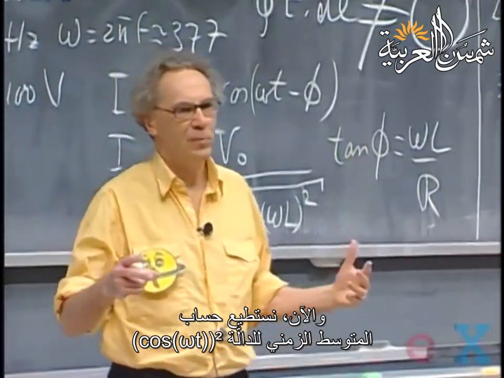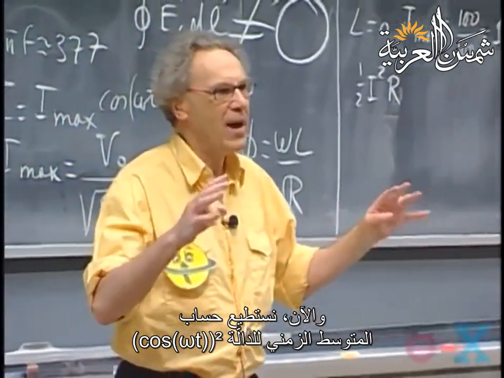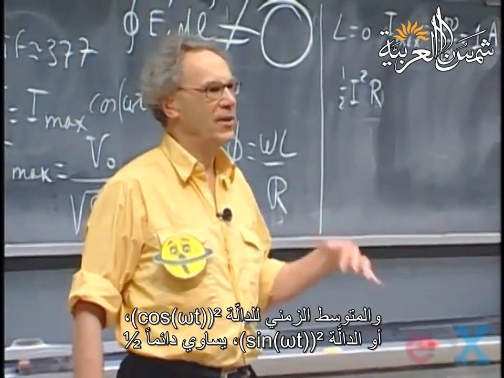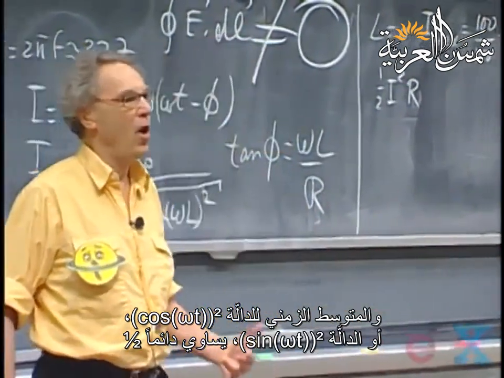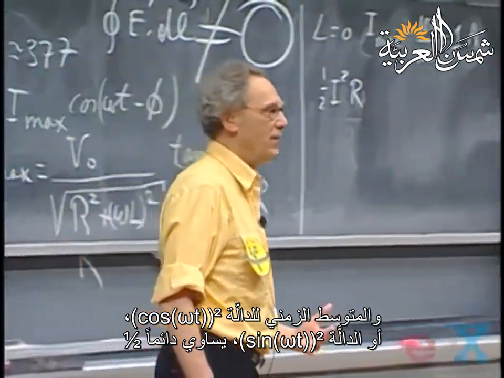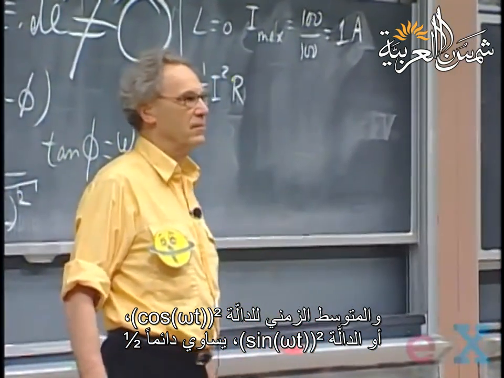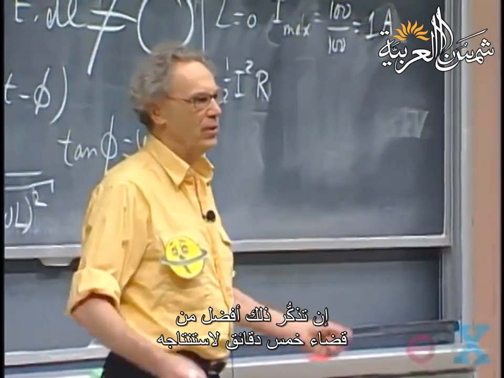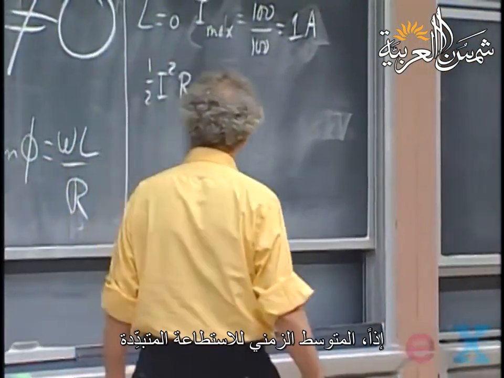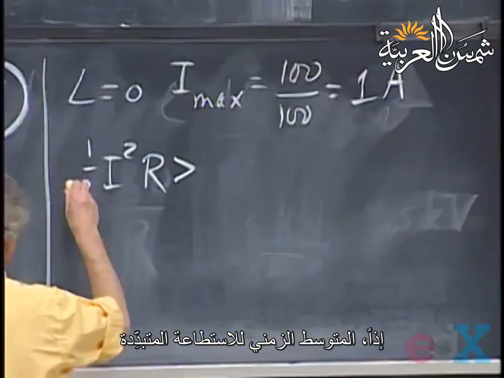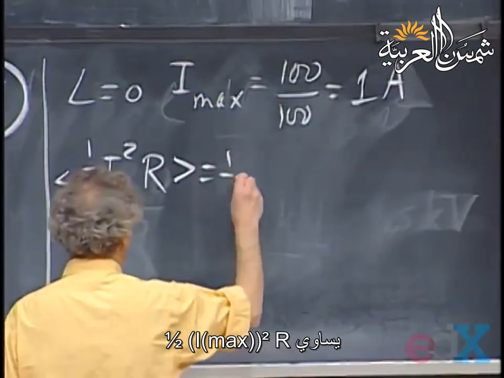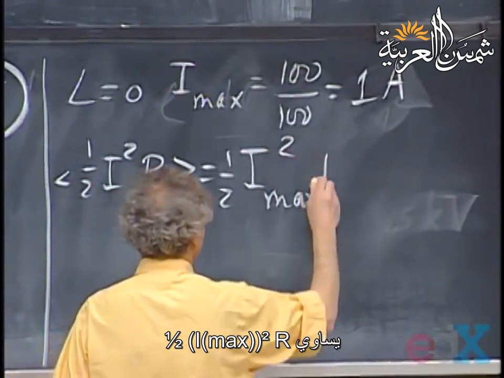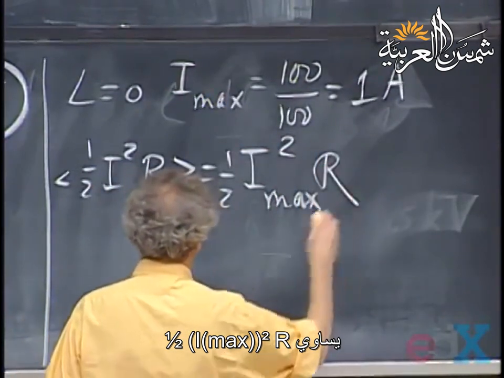And so now you have to be able to evaluate the time average of a cosine square omega t function. And the time average of a cosine squared or sine square omega t function is always 1/2. You like to remember that rather than spending 5 minutes on deriving that. And so this time averaged is then going to be 1/2 times I max squared times R.